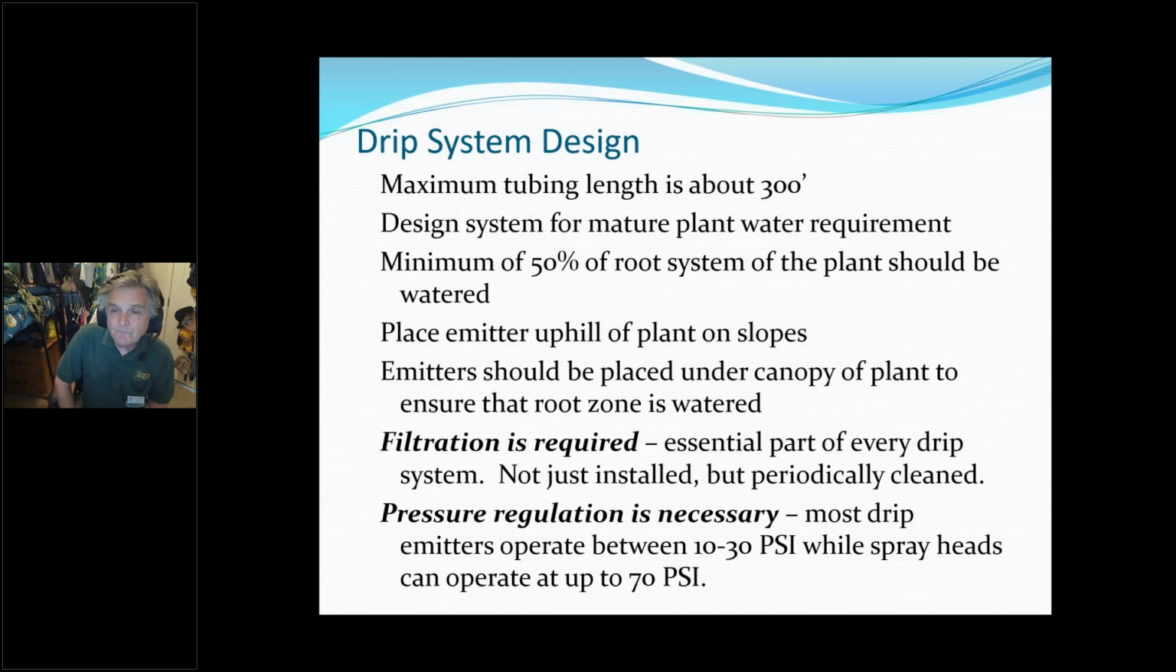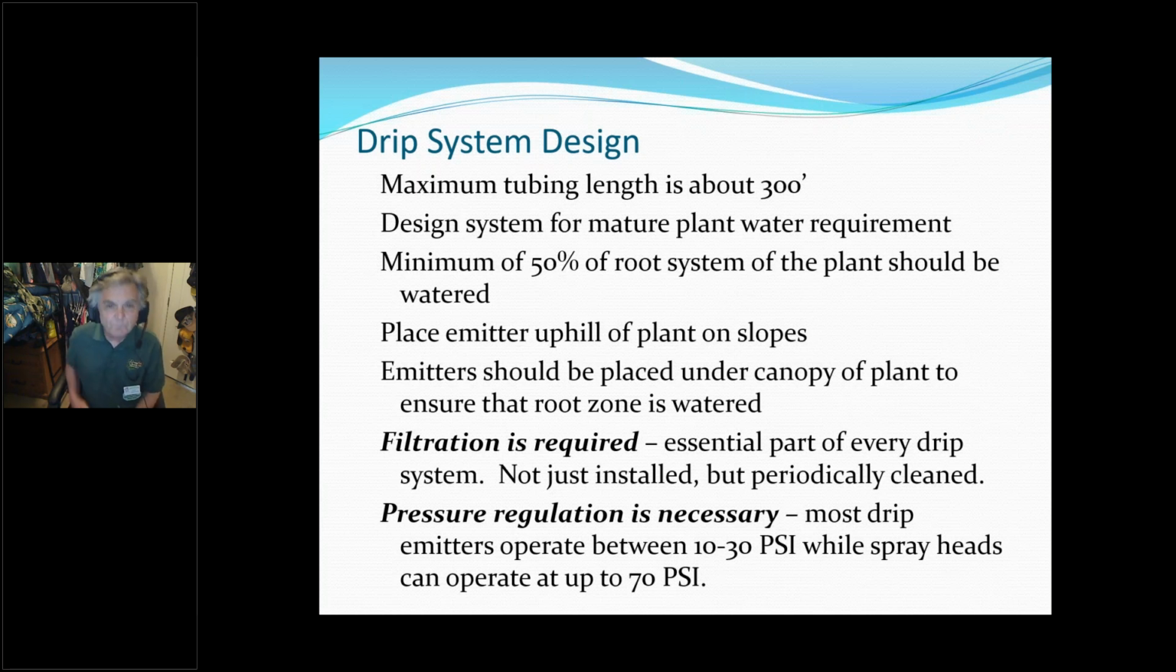Design the system for mature plant watering. You might be planting little bitty plants right now, but they're going to grow, and you have to keep that in mind when you're designing your system. As time goes on, you will be adding more emitters or bubblers or whatever you're using to your system to cover the plants. At least 50% of the root system should be watered by the drip irrigation.